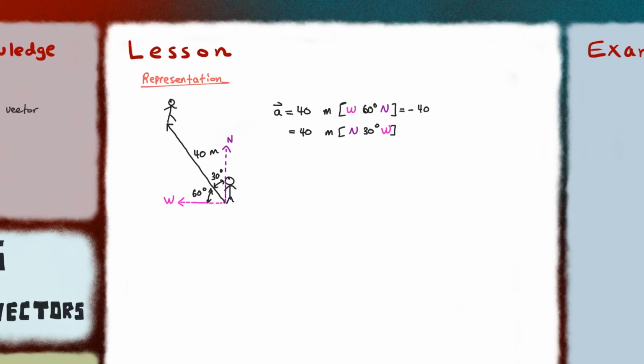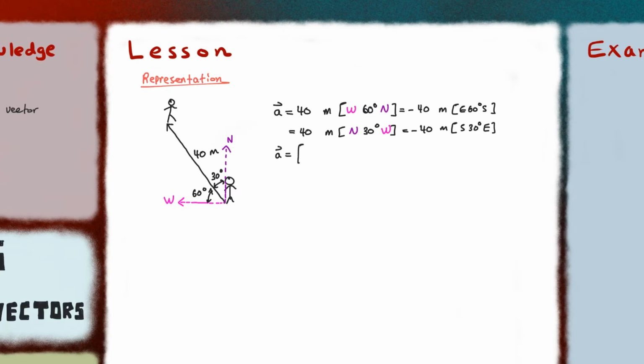If we want to write this as a negative vector, we write it as negative 40 meters, and since the directions are in the opposite direction, now west turns into east, north turns into south, or in the second example, north turns into south and west turns into east.